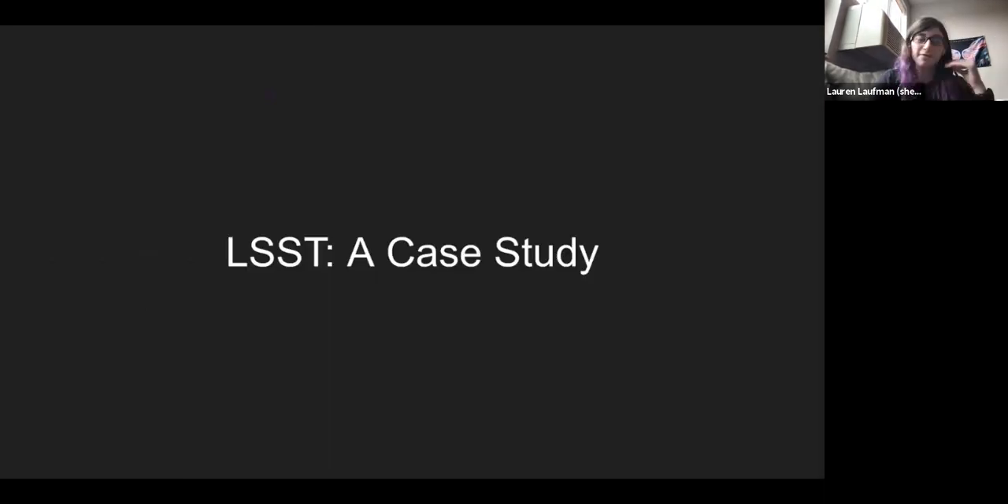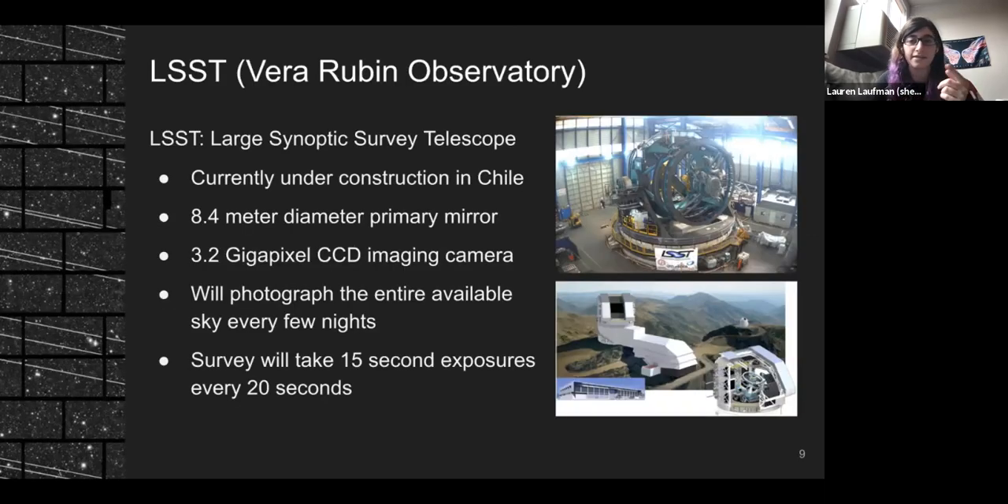So let's move into the next part of the talk, which is the original format I gave this talk in earlier, and it is called LSST, a case study. It particularly delves into a paper by Tyson et al. that examines what effect Starlink will have on LSST, better known as Vera Rubin Observatory, or the Large Synoptic Survey Telescope, which is currently under construction in Chile, and the primary mirror is 8.4 meters in diameter.